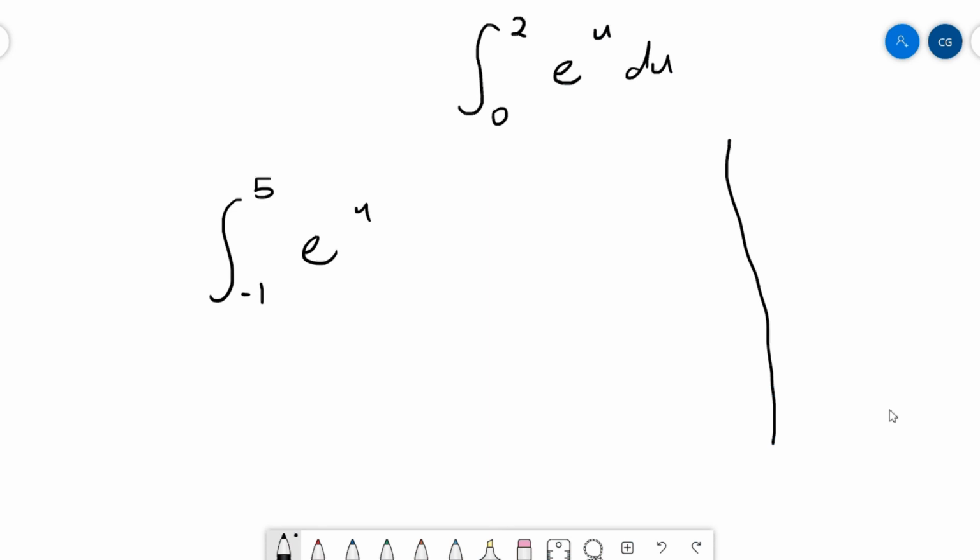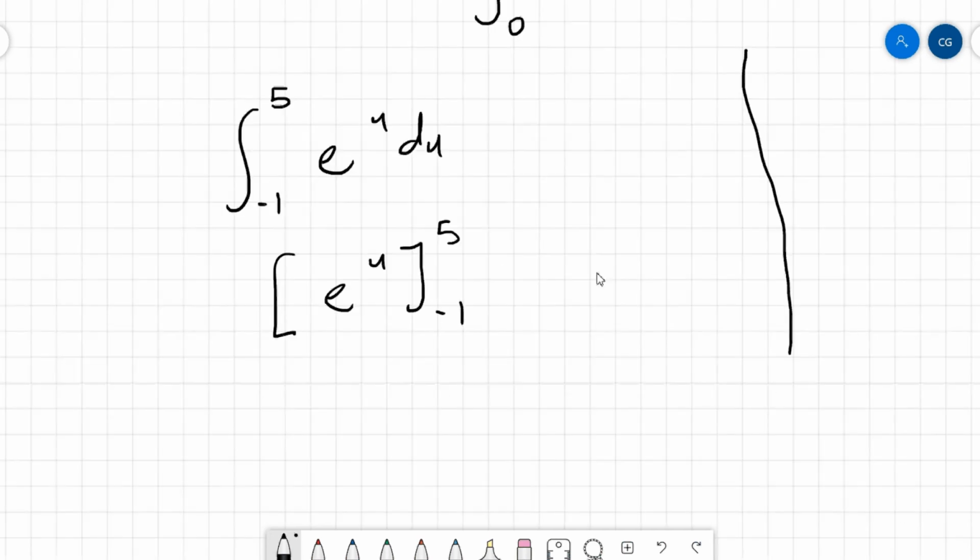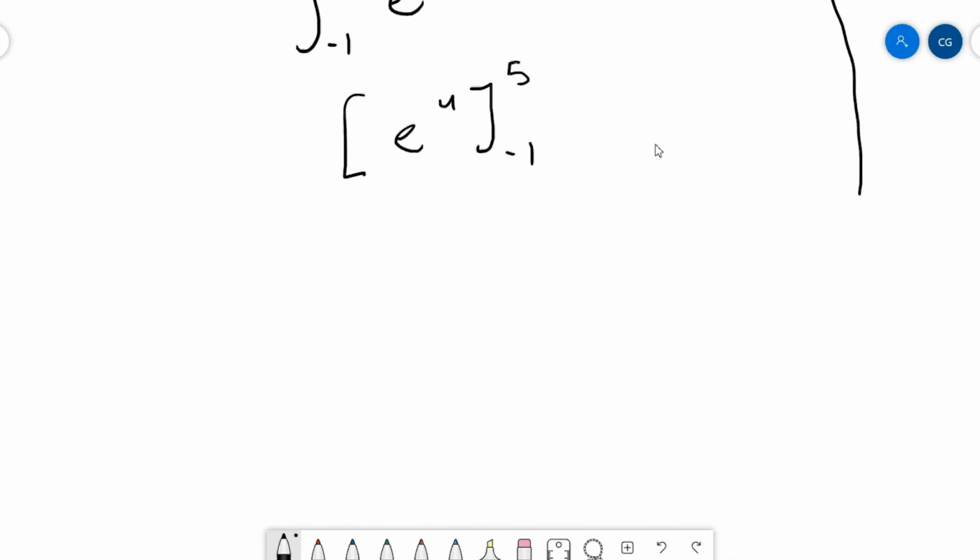So I have the integral of e to the u du. If I integrate this, it becomes e to the u, and I will use square brackets, and I still have my upper and lower bound. So in this case, it will become e to the fifth minus e to the negative 1. So there we have integrated it.